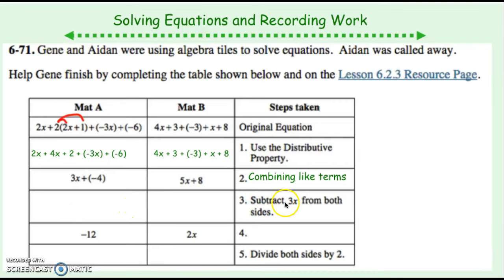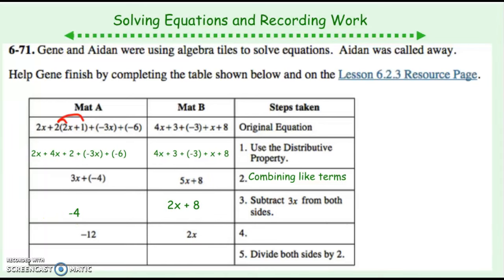Step 3 says I need to subtract 3x from both sides. So if I subtract 3x from mat A, I'd end up with only negative 4 left. If I subtract 3x from mat B, I'd end up with 2x plus 8.